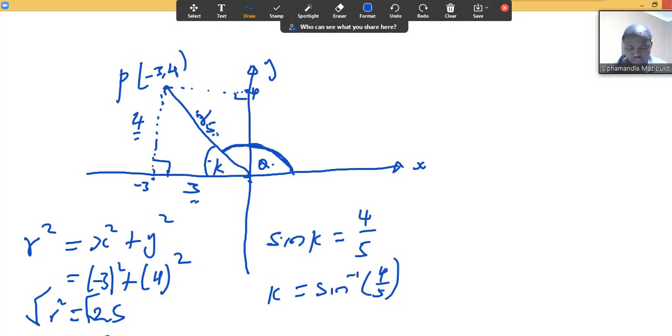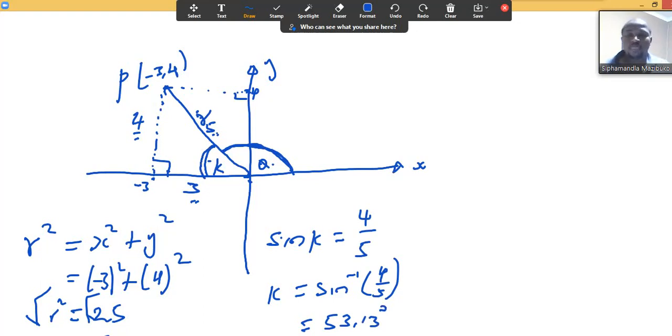So we say shift sine 4 over 5. So this will be nothing but k is equal to 53.13 degrees. So that is our k, which is this angle here.